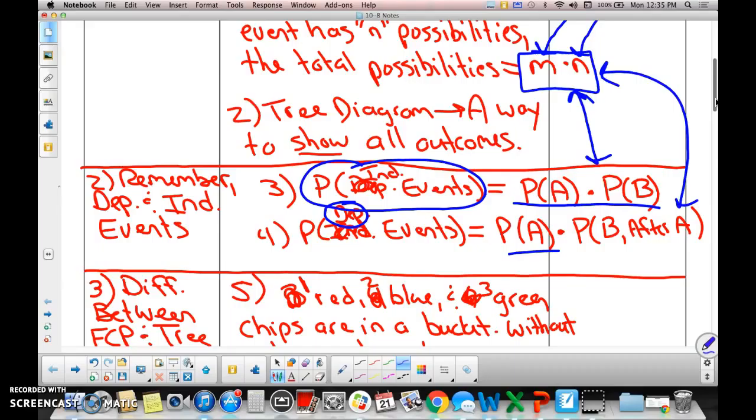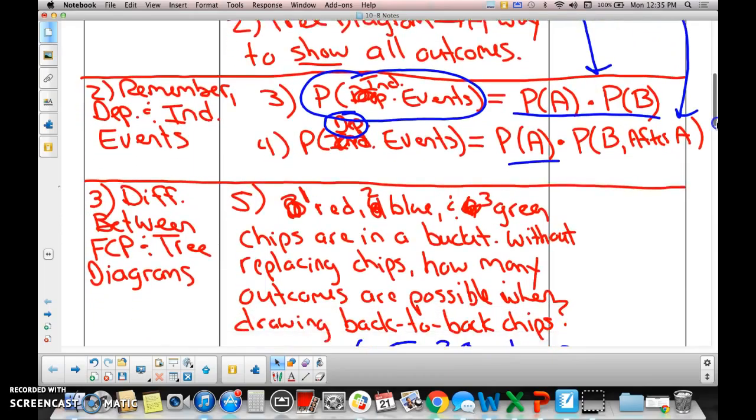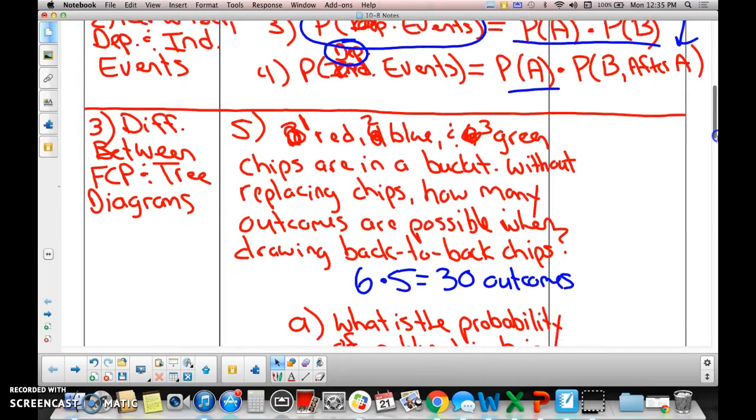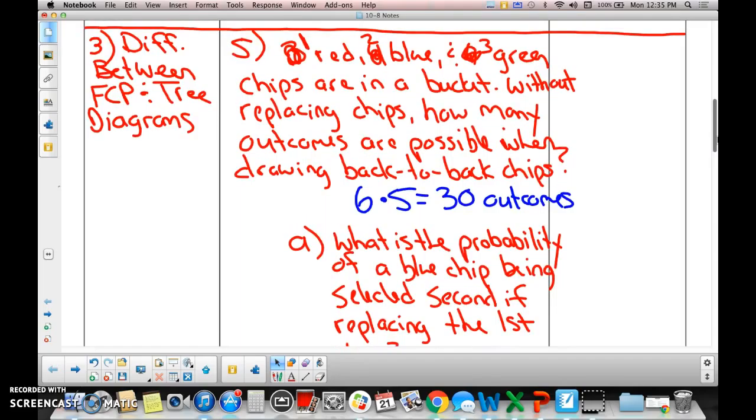You guys, you gotta understand probability of independent and dependent events. You really, really do. You gotta understand the formula and why they work the way they work. Number 3, then, we worked on the difference between the fundamental counting principle and tree diagrams. Fundamental counting principle gives you the total number of outcomes, period.